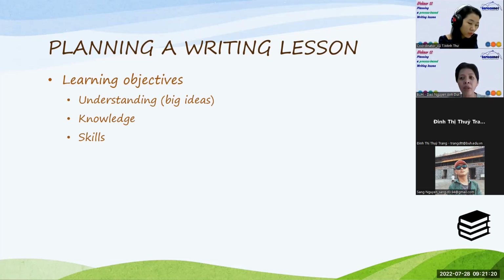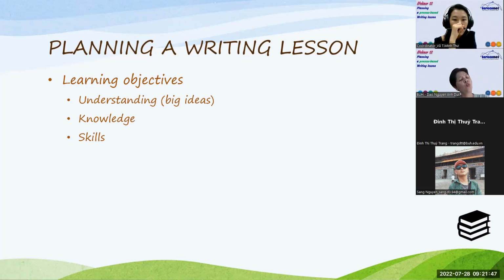We have to start with understanding: what the student will understand after the lesson. And then we will go on with the knowledge: what kind of knowledge the student will learn, will master after the lesson. And the last one will be the skill. I mean, what the student will be able to do after the lesson. So it's very clear, we have understanding, knowledge, and then the skills.